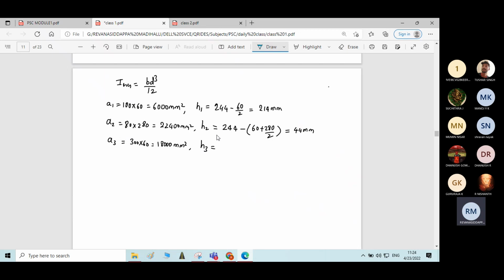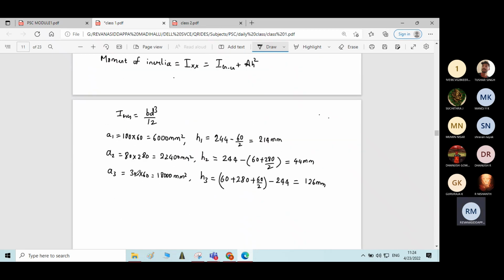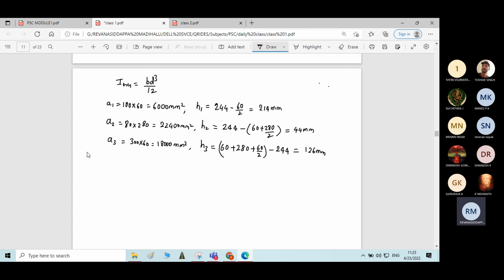Therefore, I'll write the same calculation here: 60 plus 280 plus 60 by 2, minus 244, is equal to 126 mm. Therefore, you can now find the moment of inertia Ixx.